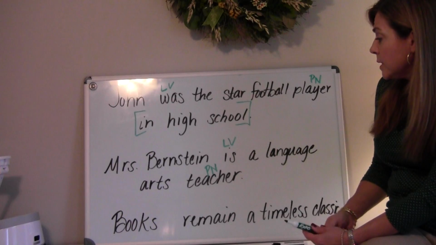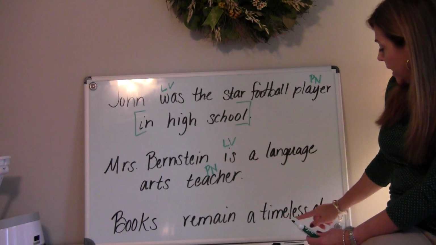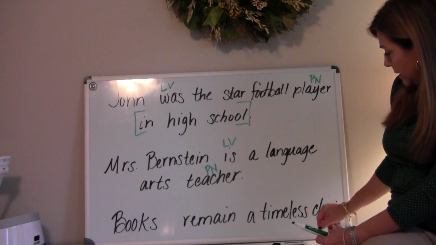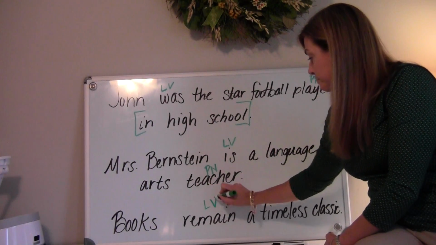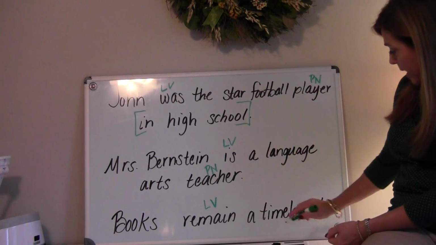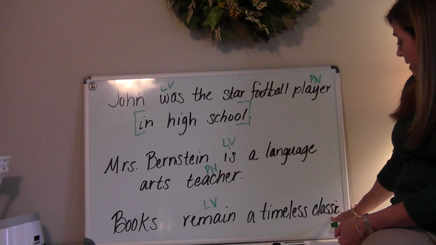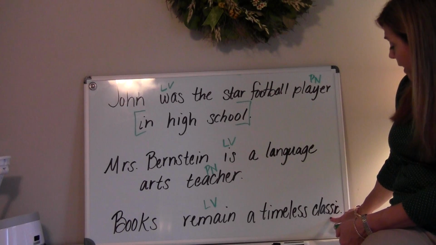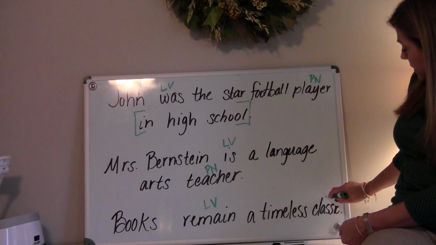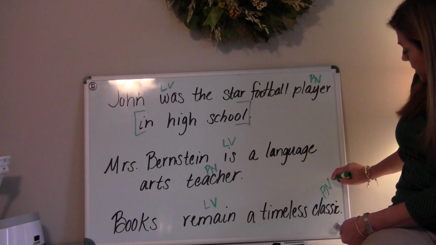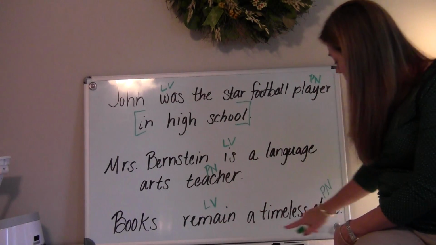All right, the last sentence that I have here for you is books remain a timeless classic. So my linking verb is remain. And when I look for a noun in this predicate, remain a timeless classic, I have an abstract noun, a quality or idea, and that's my predicate nominative, classic. So books equal a classic.